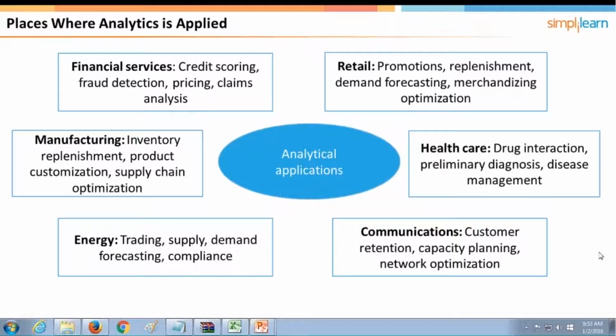So in terms of retail, there could be lakhs of products, where these companies always have a problem: what price should I fix? Even after fixing, should I increase my price or decrease my price, and whether it is going to affect my demand or not? All these questions can be answered using analytics.